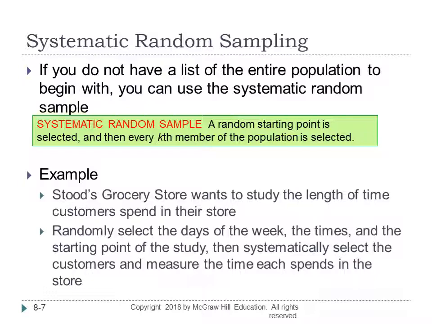Then systematically select the customers, and measure the time they spend, each customer, how long they spend in the store. You're selecting a day of the week randomly, and also the time. You may decide I will start sampling on Wednesday, and the time also could be selected at random. And then you start selecting customers beginning at that time, and you can of course measure how long each customer stays in the store.